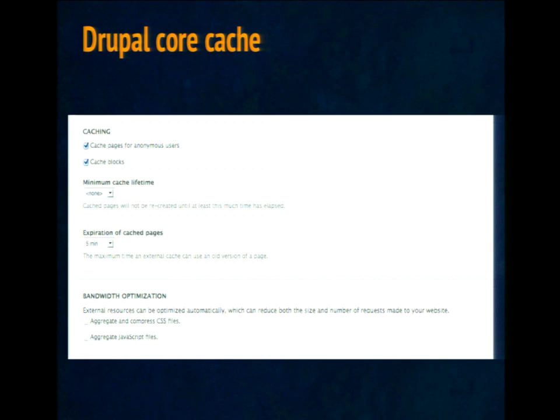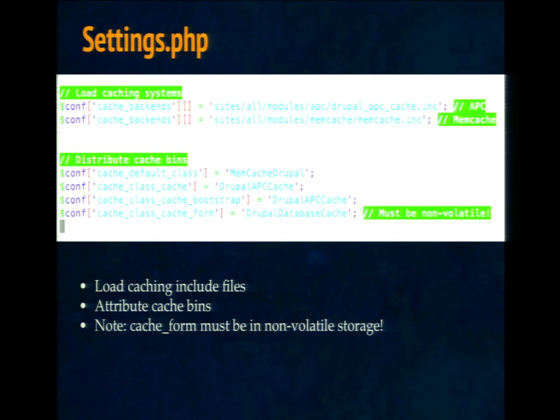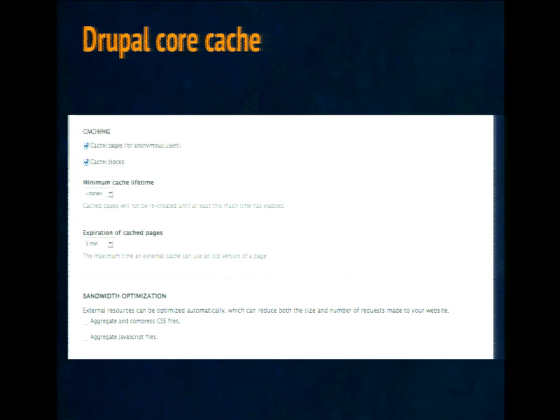The important thing to note here, since we're going to be using an external caching system, is that you really have to make sure that there is an expiration set. Cache pages for anonymous users is obviously a very important checkbox, but you have to set an expiration. The minimum lifetime you don't necessarily need to set. If we get to do some of the really fun stuff, we're going to start setting minimum lifetime to be the maximum possible value. And it's awesome.